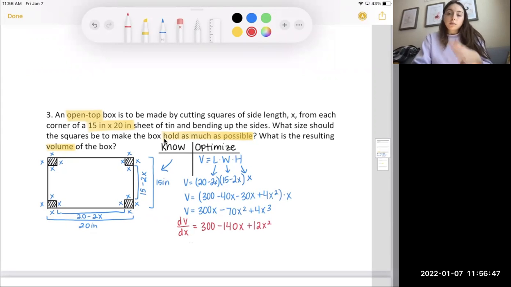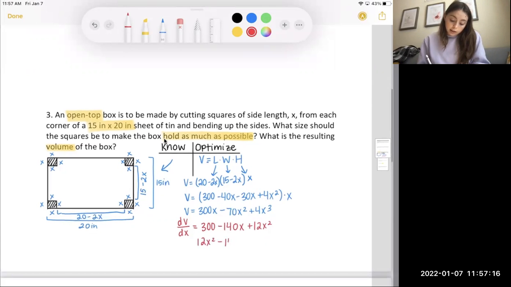Remember, the whole point of this is to find the max volume, or what x value will give us the max volume. To find the maximum of an equation, we find the derivative, and then we want to find when the derivative is 0, because we know the derivative is switching from positive to negative and hitting 0 at the maximum. So I need to set this equal to 0, and I like to put it in order with x squared first: 12x squared minus 140x plus 300, set equal to 0.